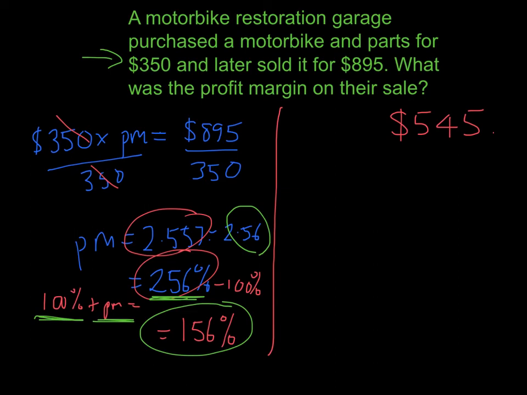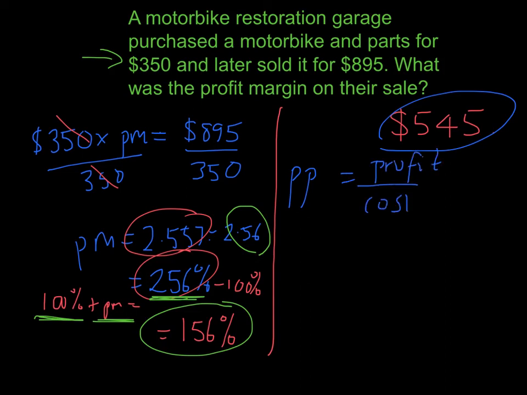In this case, the easier version is probably to work with the amount of profit that you made. So percentage profit is actually equal to the profit over the cost times by 100. And we're timesing it by 100 because we want to make it a percentage. So in this case, the profit in this sale was $545, and the original price or the cost price was $350. And we times that by 100 to get it as a percentage.